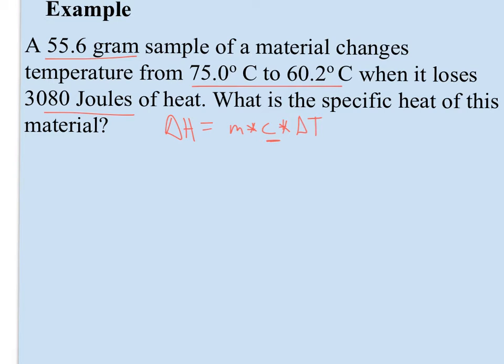And so now when I go ahead and plug and chug, 3080 divided by the product, so use your parentheses, 55.6 times 14.8. This gives me a specific heat value of 3.74. And none of those units cancel, so that means my final unit is joules per gram per Celsius degree.